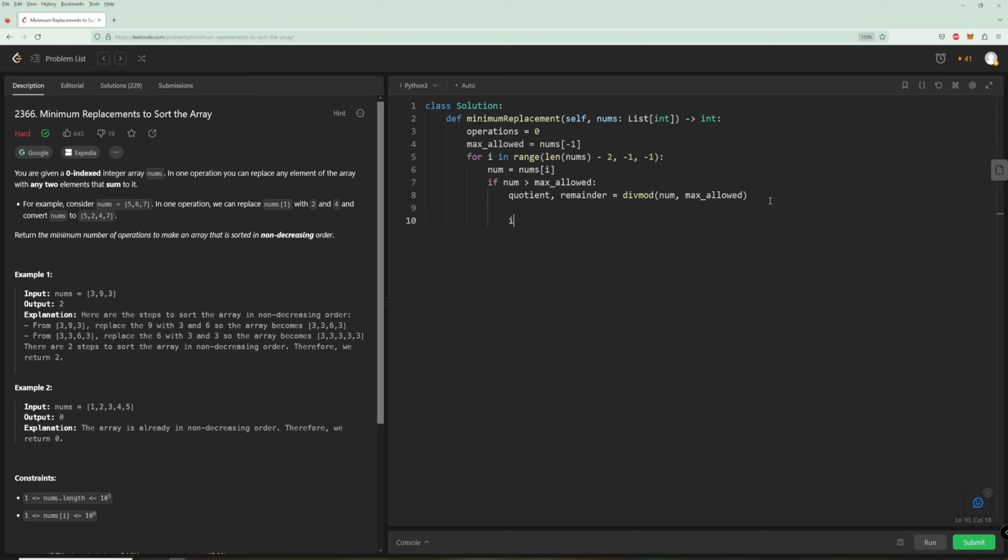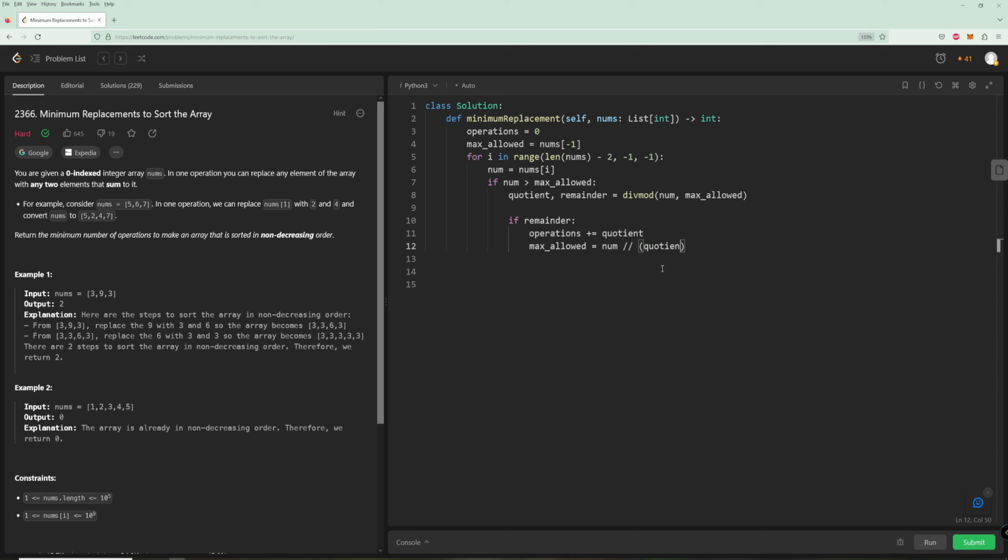So now we need to check, do we have a remainder? If we have a remainder, that's going to be the case on the bottom that we had in the picture. So operations is going to add quotient, right? For example, if we had something like 7 3, in order for the 7 to get broken down enough times, we need to break down the 7 into 4 3, which would be 1 break, and then we need to have 2 2 3, so that would be 2 breaks, and the quotient here would be 2. So operations plus equals quotient, and then we also need to get the new max allowed number, which is the smallest number in our new array, which is num divided by quotient plus 1.